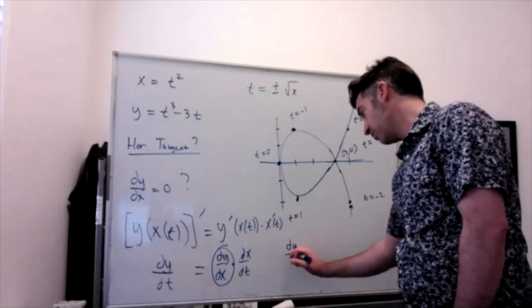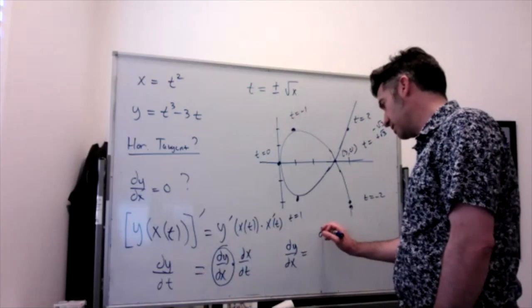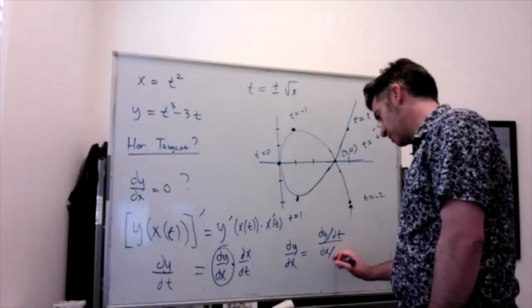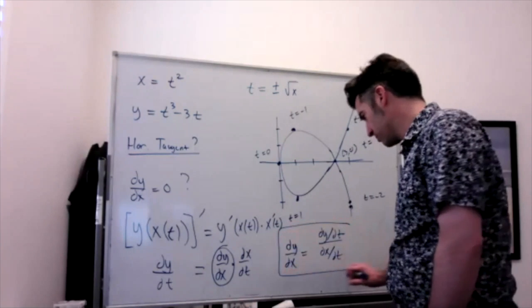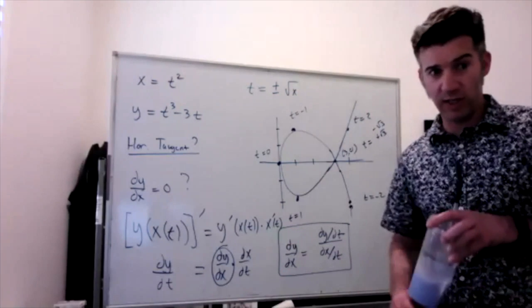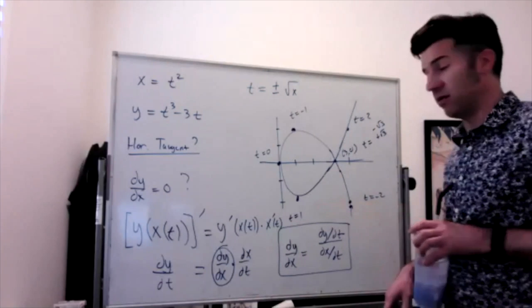This is an important formula for parametric derivatives. dy/dx is dy/dt divided by dx/dt. So whenever we're finding derivatives of parametric equations, if you want to find dy/dx, you have to find it as dy/dt divided by dx/dt.